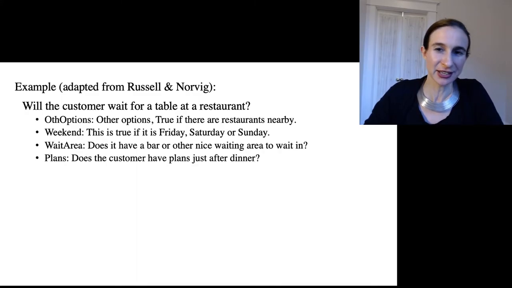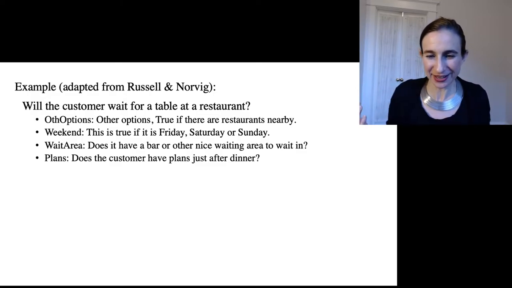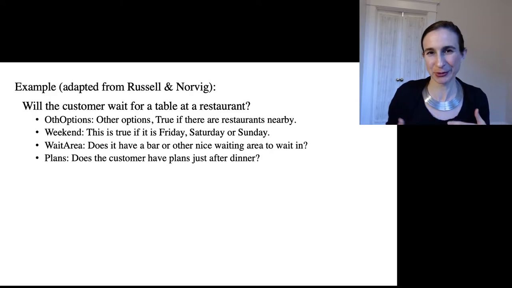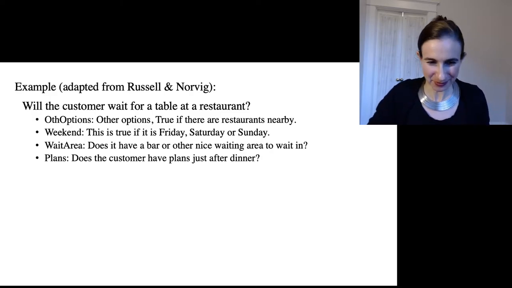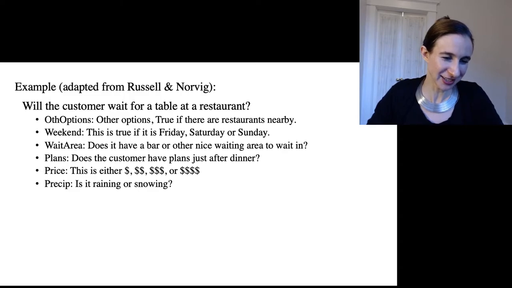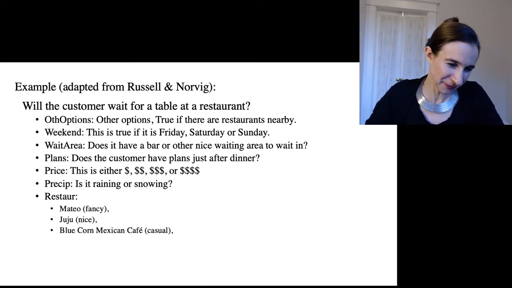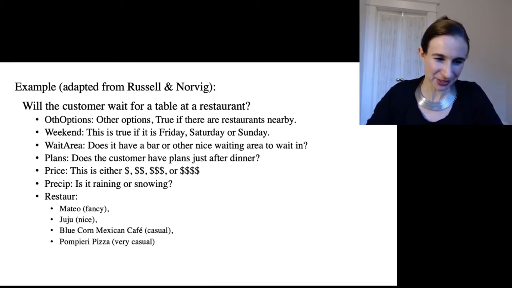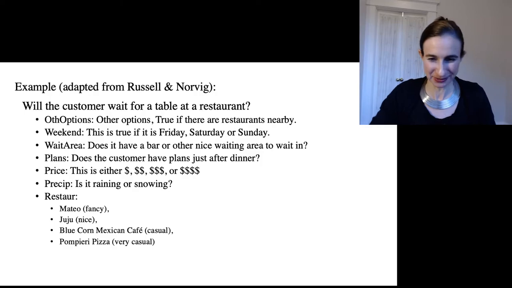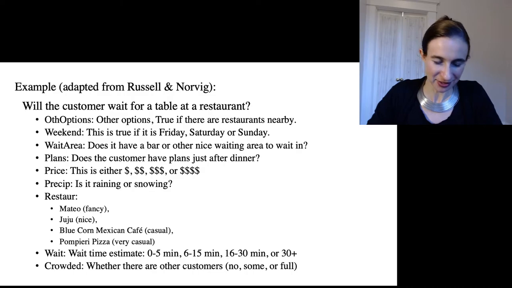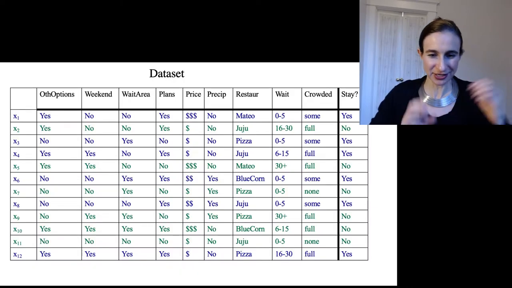So the features are things like whether there's another restaurant nearby and the customer could go there instead, whether it's a weekend, whether there's a waiting area in the restaurant where the customer would feel comfortable waiting, whether the customer has plans after dinner, the price of the restaurant, some information about the weather, and then which restaurant it is. I just picked four nice restaurants. So Mateo is fancy and Juju is very nice and Blue Corn Cafe is casual and there's a pizza restaurant that's very casual. And then the wait time and then whether or not the restaurant is crowded. Okay, so those are features.